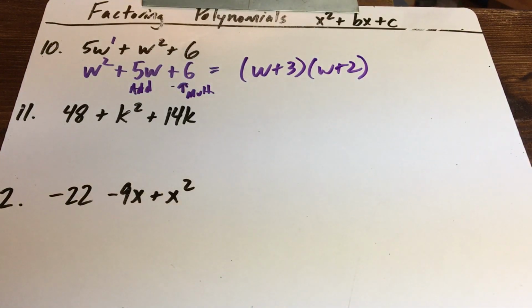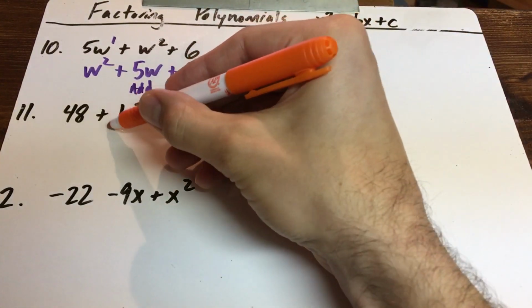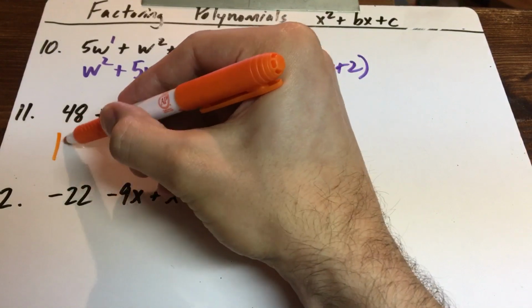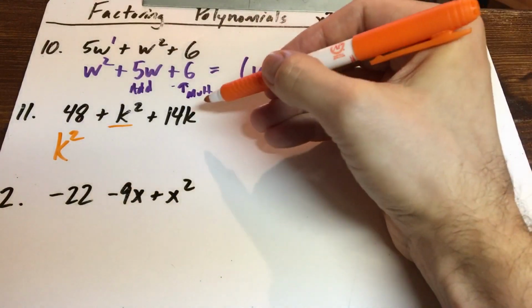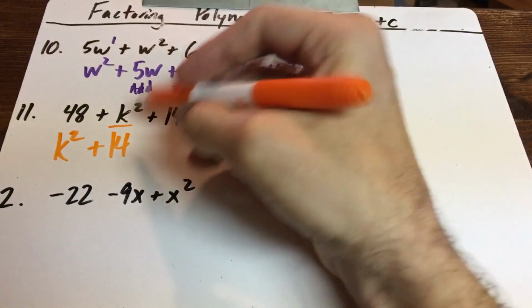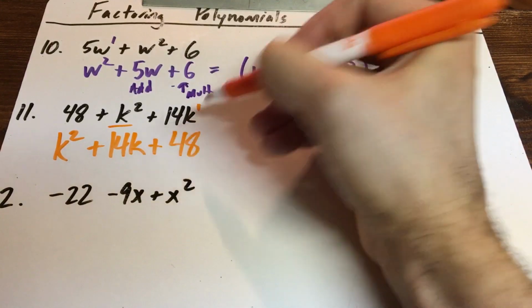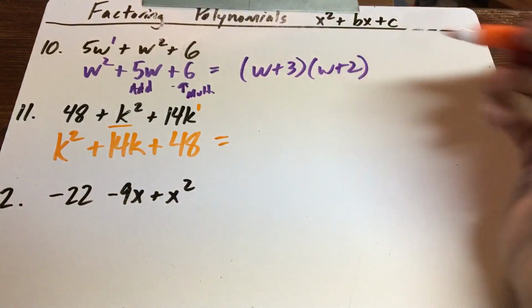The next one, rude. Again, these are just rude questions. People trying to be disrespectful to you by putting them in the wrong order. This needs to be first, positive k squared, because it is to the second power, second degree. This to the first degree, it needs to be second in your list, 14k. I switch it to k on this one. And then 48, positive 48 goes at the end. So same idea. Now it's in the right order.